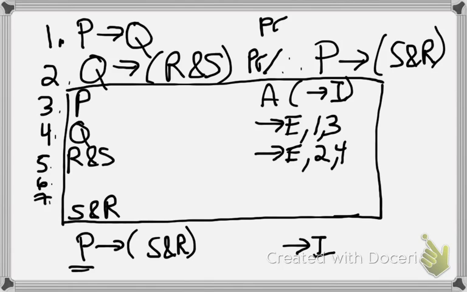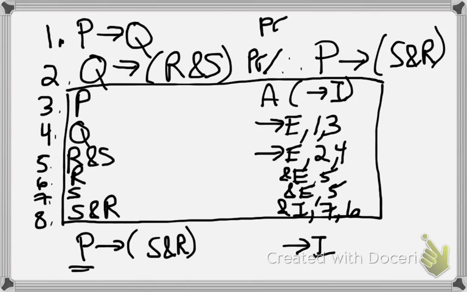And then what we have to do, it's a little tedious, we have to take apart the R and S. So that's by and E on line 5. And then we put it back together again in the order that we want. So that's and introduction, 7 and 6. And then at that point we're done. We can say arrow introduction by line 8 because that's the line that contains the consequent here. And the proof is complete.